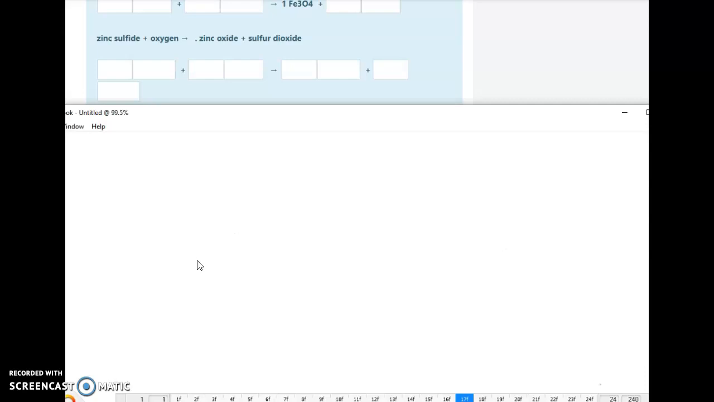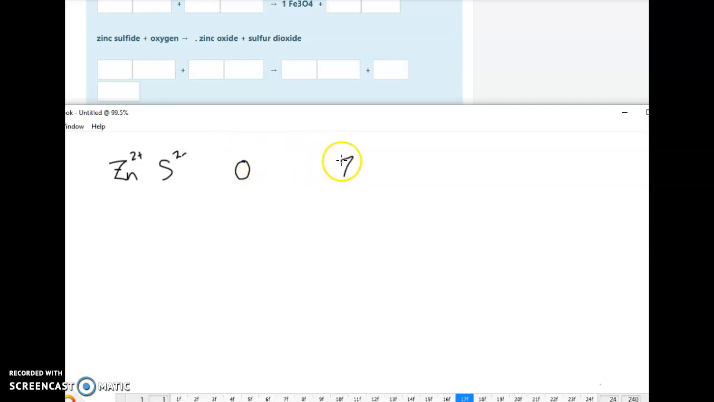Zinc sulfide is a zinc with a sulfur. From your periodic table, or you might need a polyatomic. You don't need a polyatomic ion sheet for this one, but from your periodic table, you'll see that zinc is always a +2, and sulfur is a -2. Oxygen is oxygen gas, so we don't need to worry about charges.